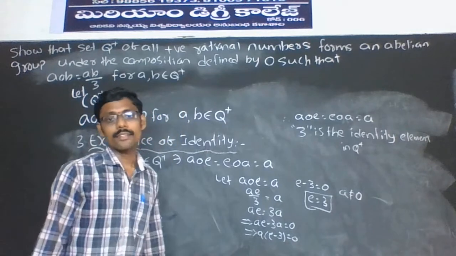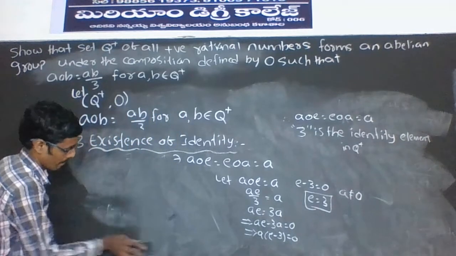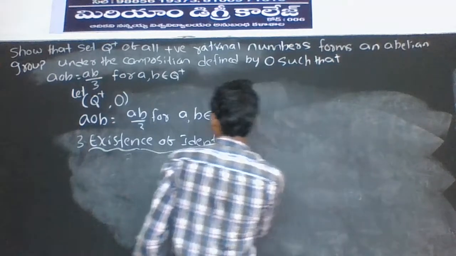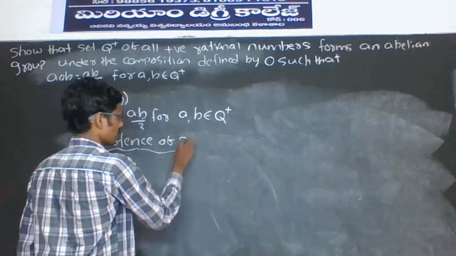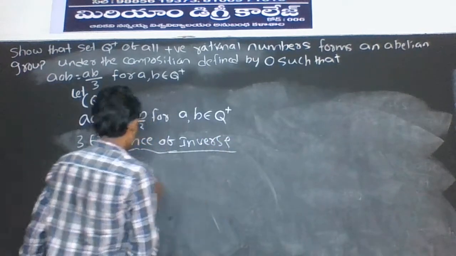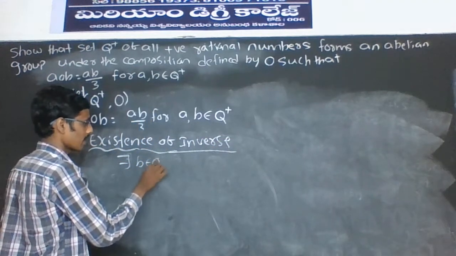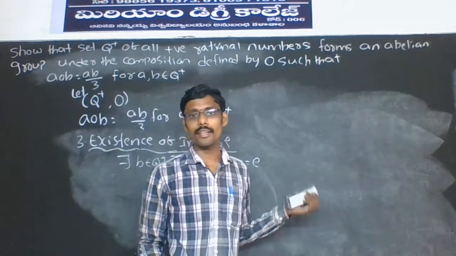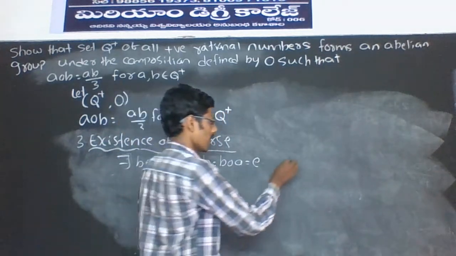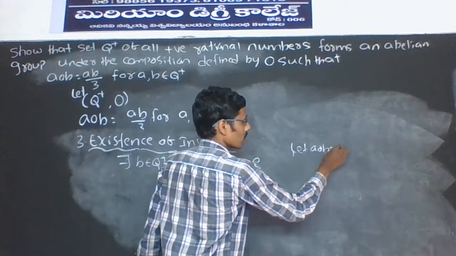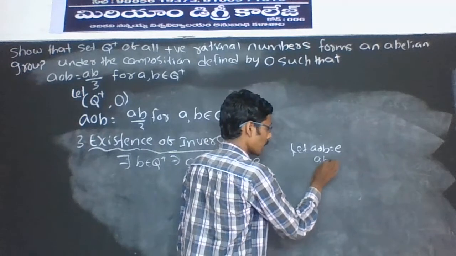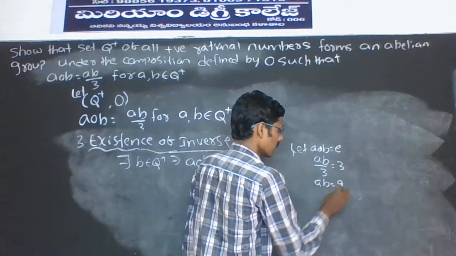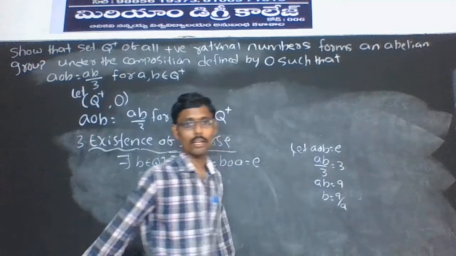Next property, existence of inverse. There exists B belongs to Q plus such that A circle B is equal to B circle A is equal to E. Let A circle B is equal to E. A circle B is defined as AB by 3. If E value is 3, AB is equal to 9, so B is equal to 9 by A.